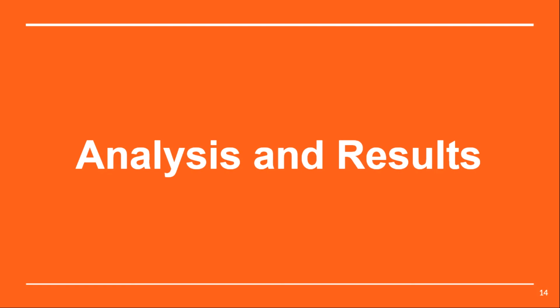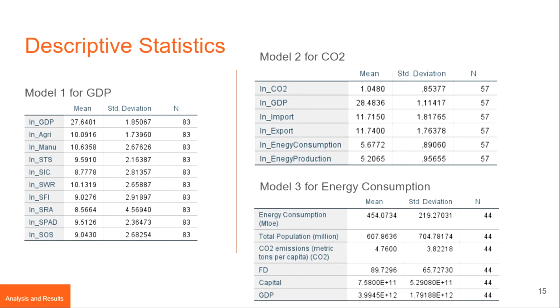Now, let's move on to analysis and results. Firstly, descriptive statistics. For model 1, we can see that there are 83 sample data and the logarithm of SRA, which is services of real estate activities, has a high standard deviation. For model 2, the sample data are 57, and we can see that import and export have a similar mean. And lastly, for energy consumption, there are 44 sample data. In this, capital and GDP have significantly high values because their units are in millions.